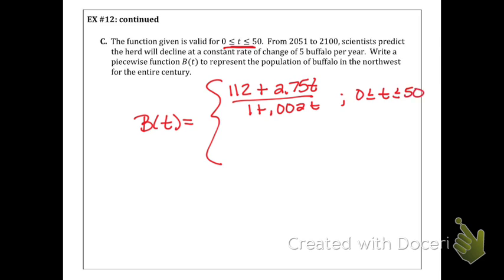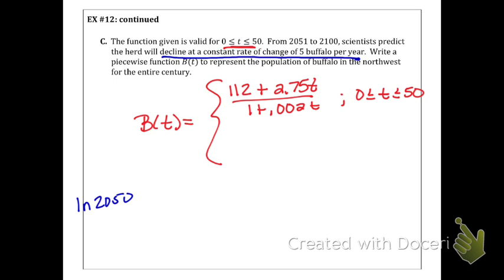All right, but then they told us that from 2051 to 2100, it's going to decline at a constant rate of change of 5 buffalo per year. Well, we need to find out, though, how many buffalo were in 2050, because that's where this is going to start at, okay? So let's go find the number of buffalo in 2050.